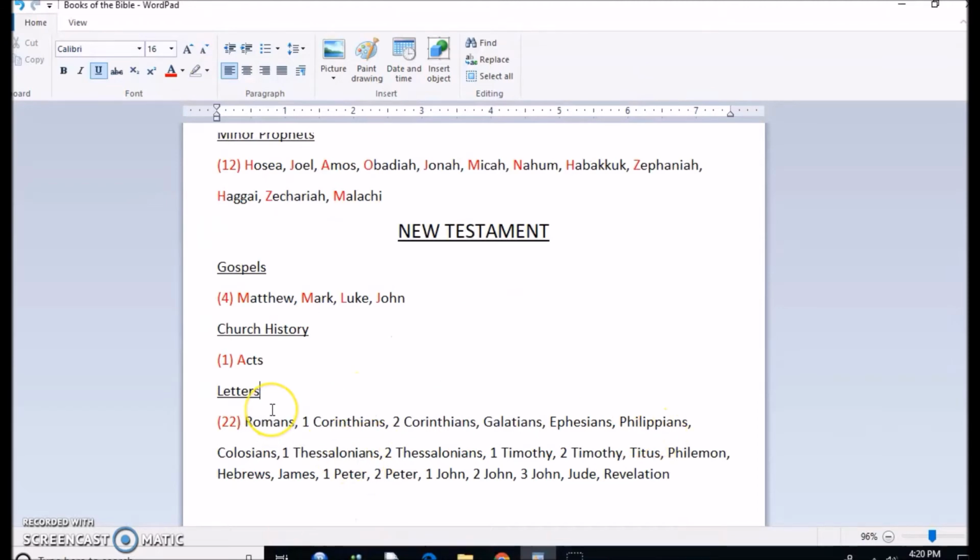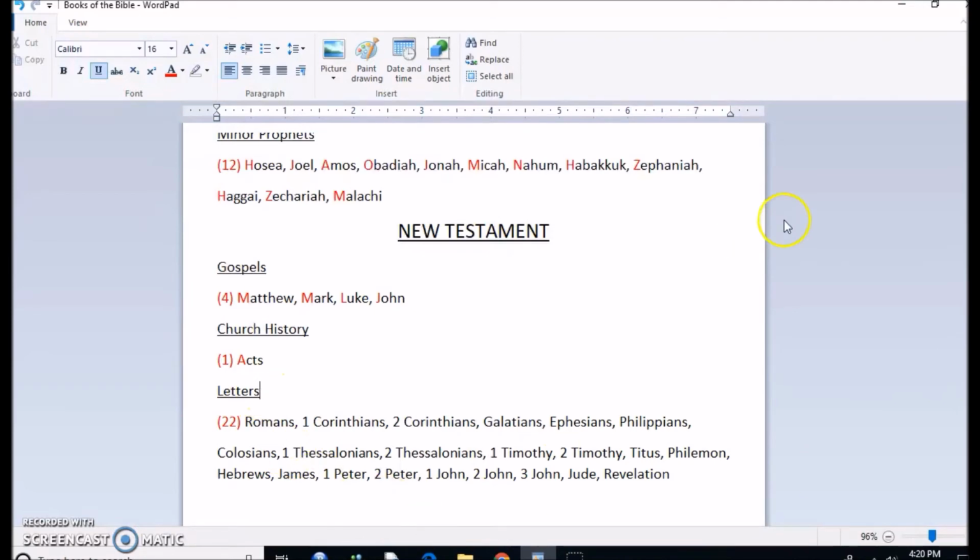So first, we have Romans, 1st and 2nd Corinthians, Galatians, Ephesians, Philippians, Colossians, 1st and 2nd Thessalonians, 1st Timothy, 2nd Timothy, Titus, Philemon, Hebrews, James, 1st Peter, 2nd Peter, 1st John, 2nd John, 3rd John, Jude, and Revelation.